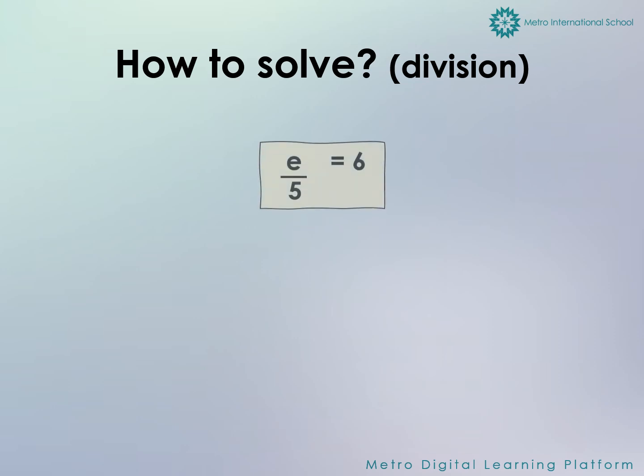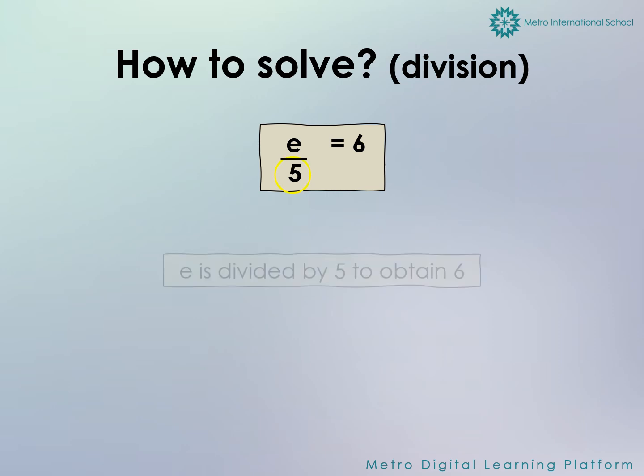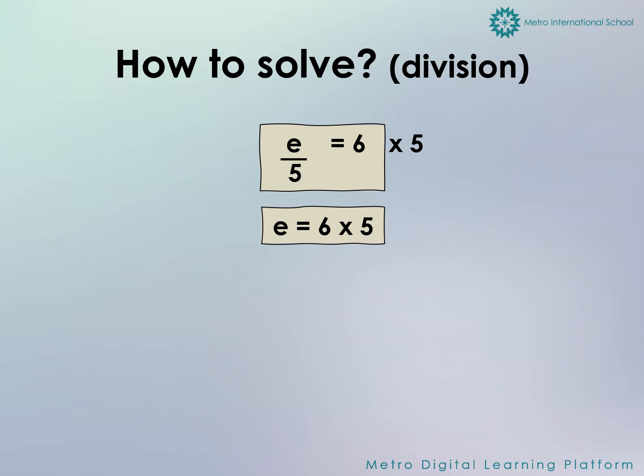Let's say the question you have is e over 5 equals 6. Here, e is divided by 5 to obtain the final answer that is 6. Once again, we are going to take our number from one side of the equation, that is 5, and shift it to the other side of the equation. As you can see, we have also flipped the sign. So 5 that was previously being divided is now being multiplied. This is how your equation will look after. Upon solving, we find out that our answer for e is 30.